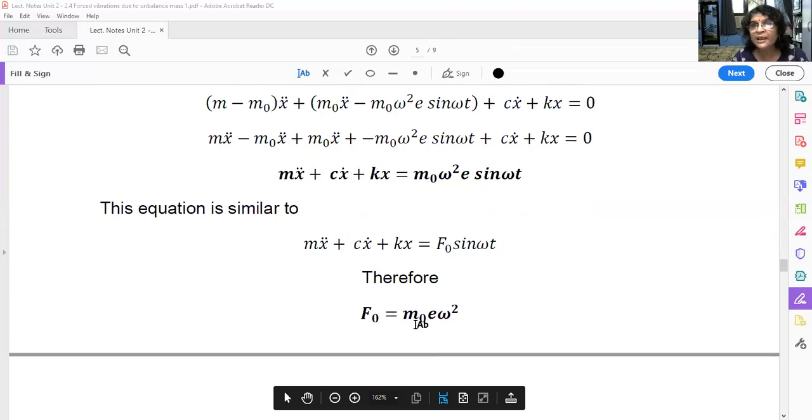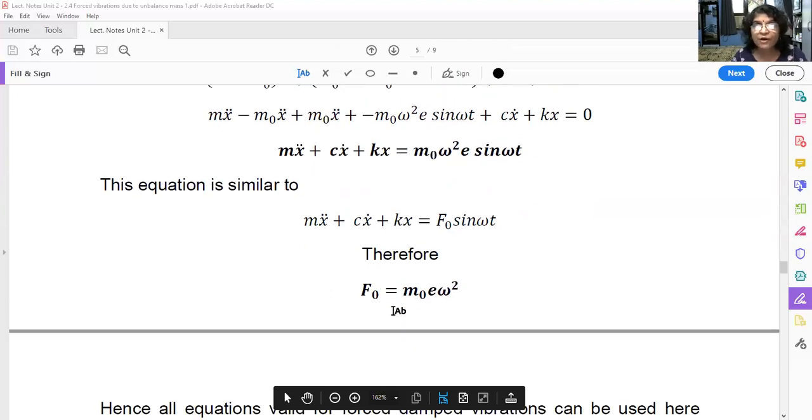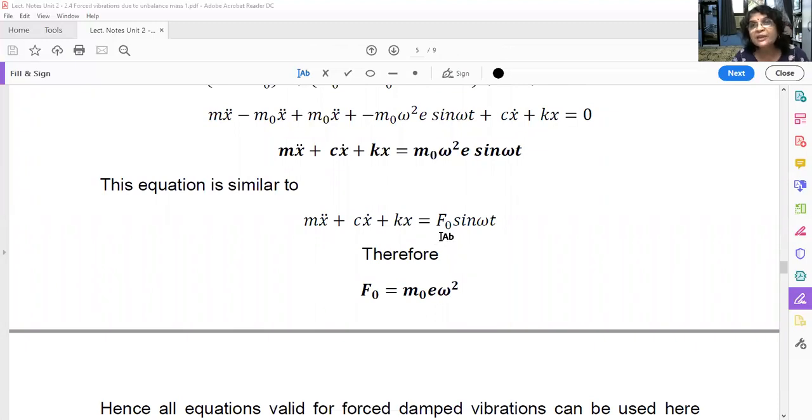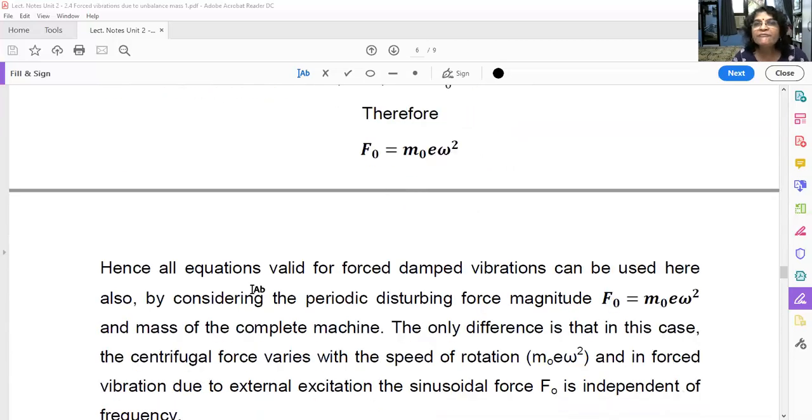Remember, in the earlier case, F0 was constant. That was representing the magnitude. Here also this represents the magnitude only, but it is dependent on omega. M0 is constant, e is constant, but omega is changing. We can run machinery at different speeds. So if omega changes, F0 changes. Hence all equations valid for forced damped vibrations can be used here also.